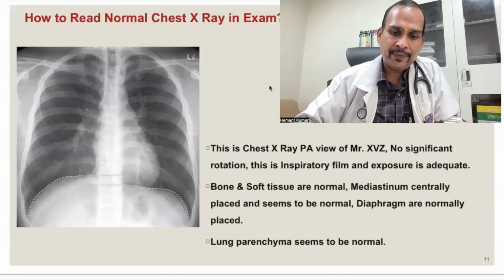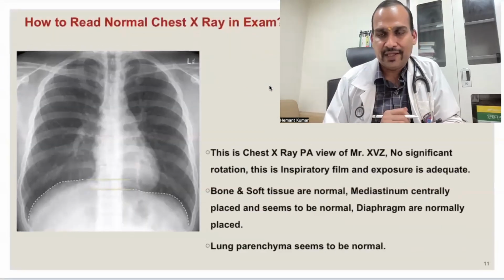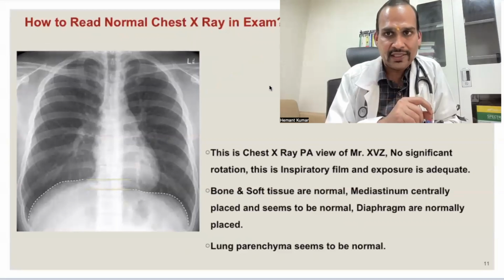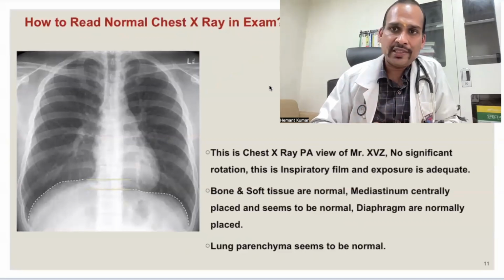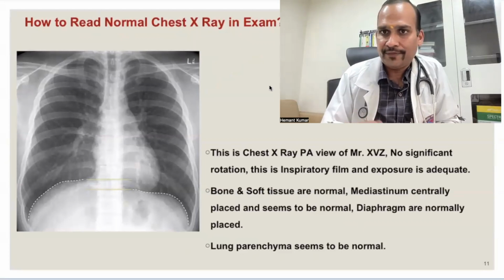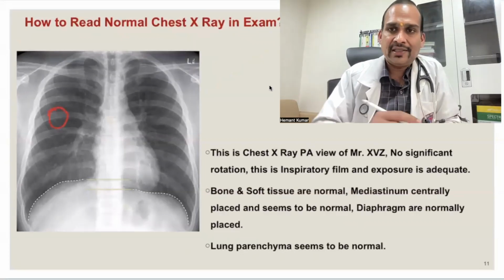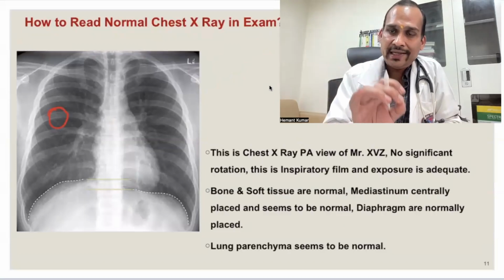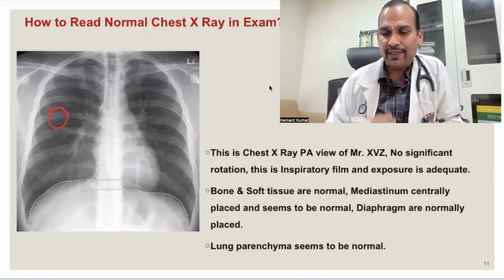For example, this is a normal X-ray. Whenever the examiner gives you a chest X-ray and asks you to read it, how will you read it? What mistake do we make in the exam? We just jump to the opacity in the lung parenchyma, saying there is a mass in the right middle zone. No. We have to read the X-ray carefully and in a systematic manner.